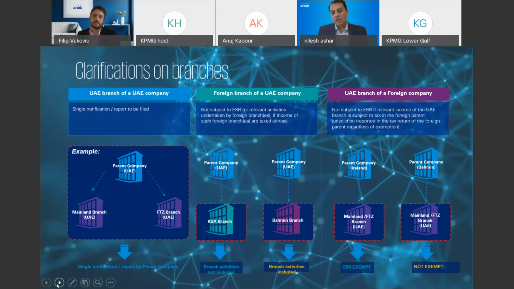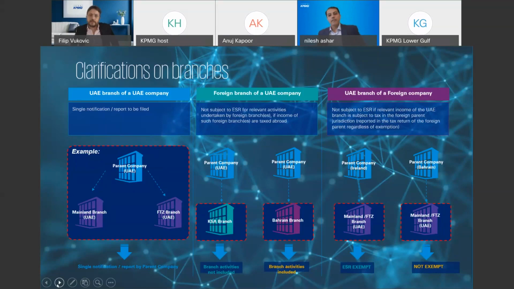Whereas obviously in the context of a UAE branch of a Bahraini parent, that would not be entitled to the exemption. It will be treated as a separate legal entity for the UAE Economic Substance purposes, because obviously Bahrain does not apply any corporation tax either on domestic or on foreign businesses. So those are the key changes on the scope of the regulations. With that, Philip, I'll hand it back to you to take through the next section.